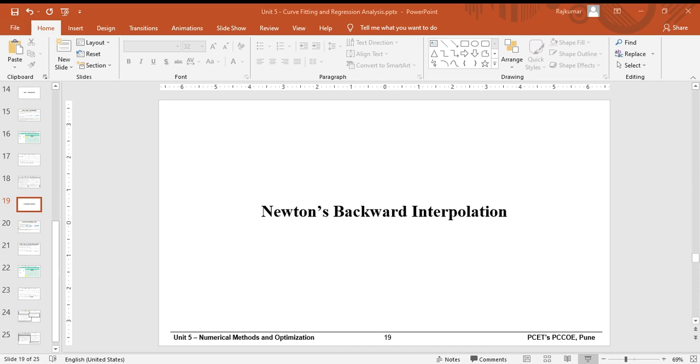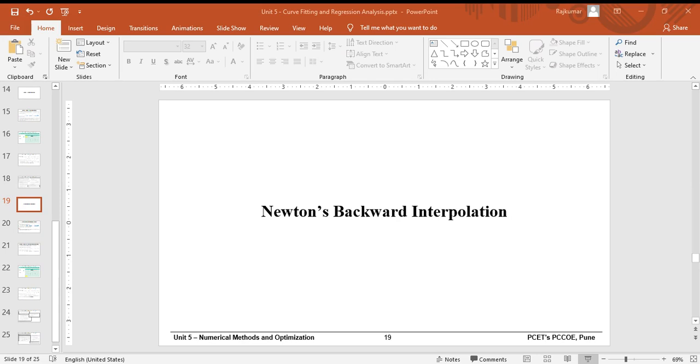And you are asked to find out the value of y when x is 390 feet. And when you look at this problem, which method you need to use? It is not mentioned. And you have three methods in your syllabus: Lagrange's interpolation, Newton's forward, and Newton's backward.